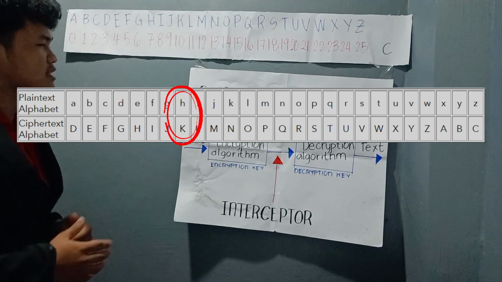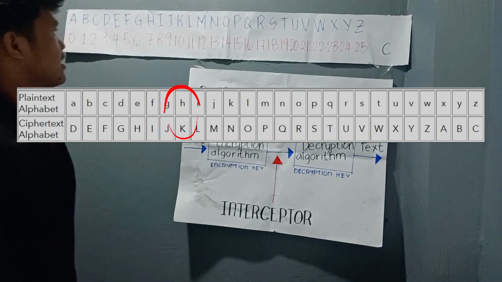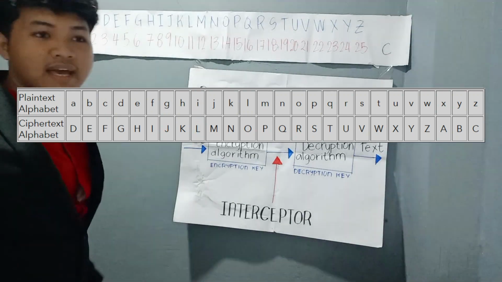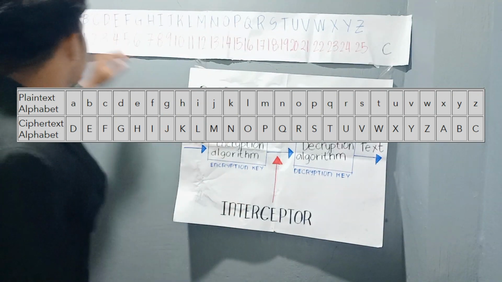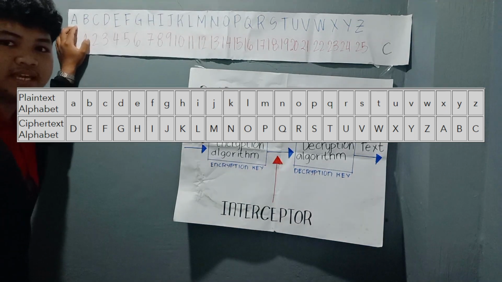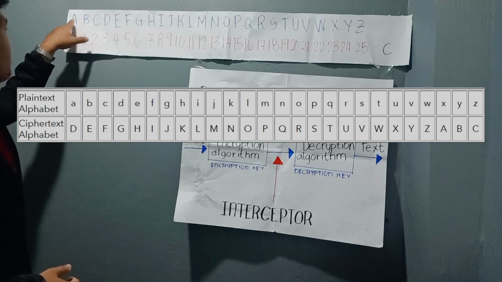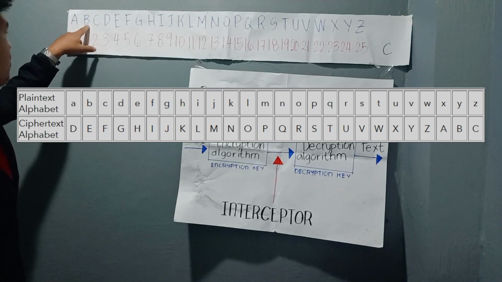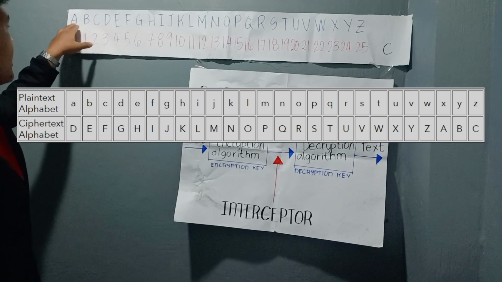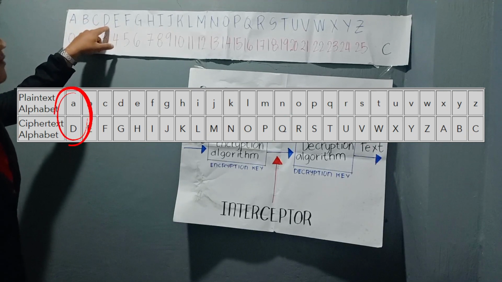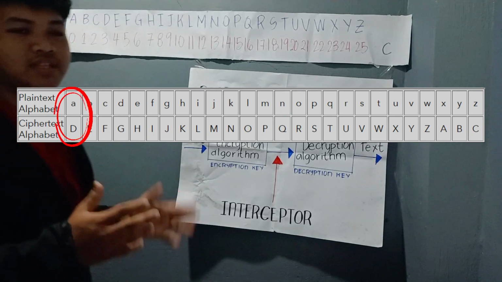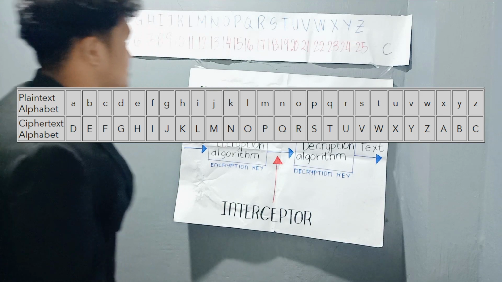Let's give more examples. Let's take the A in "hate". A, shifted by 3, we just count 3 steps: B is 1, 2, 3. So A becomes D. We're done with the H and A.